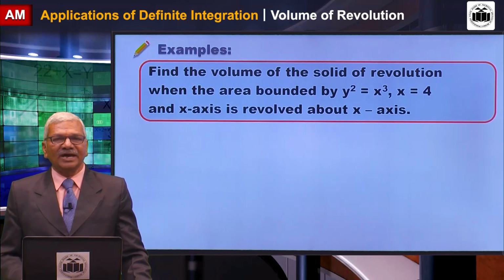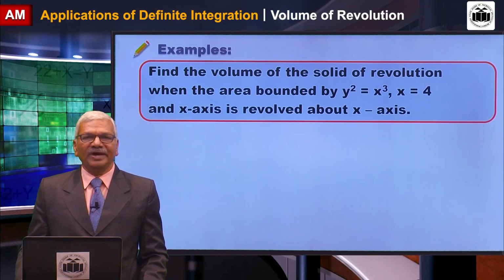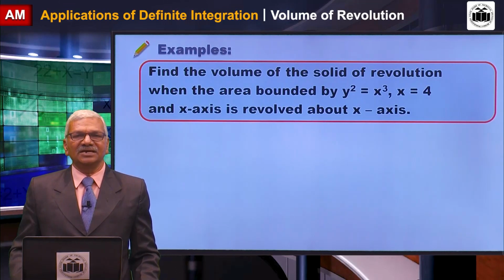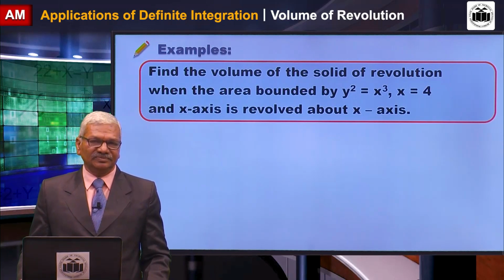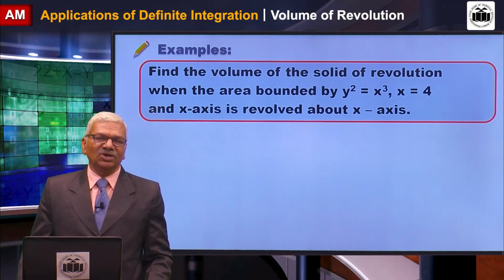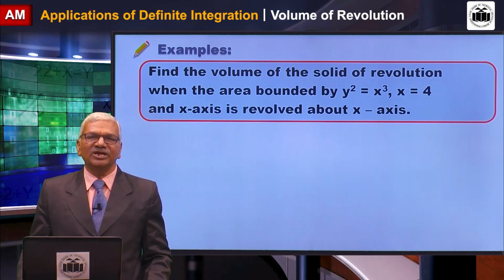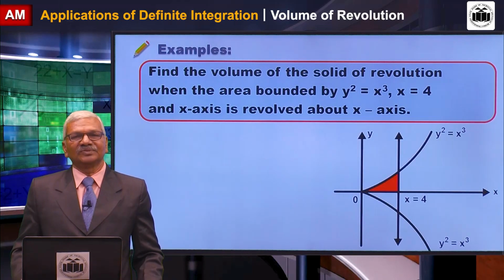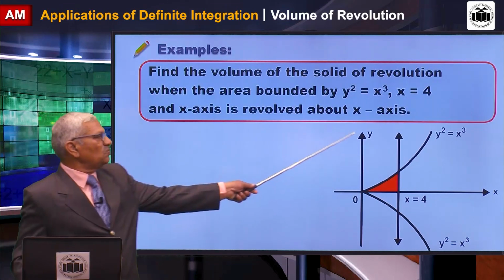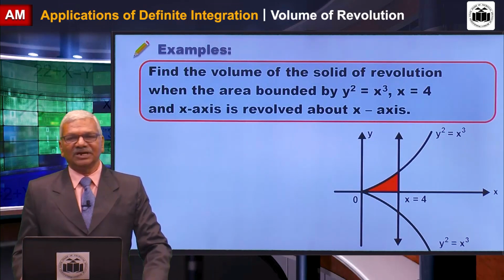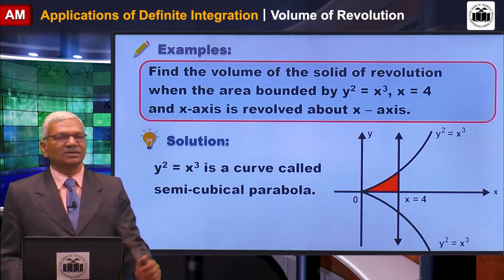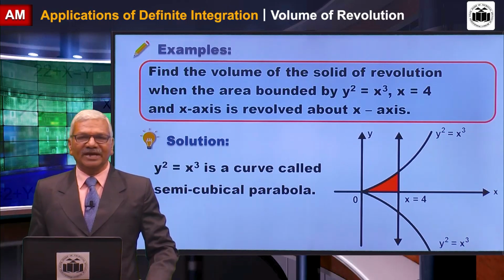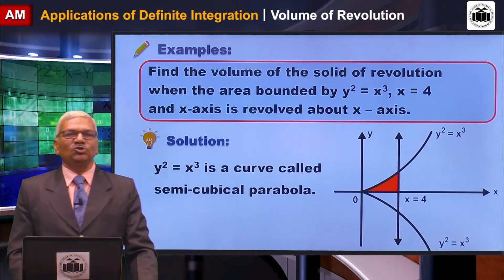And the example is, find the volume of the solid of revolution when the area bounded by y square equals x cube, x equals 4, and the x-axis is revolved about the x-axis. In this example, the equation of the curve is y square equals x cube. Do you know this curve? In this diagram, this is the curve y square equals x cube, right? This curve is called a semi-cubical parabola. Remember, y square equals x cube is called a semi-cubical parabola.